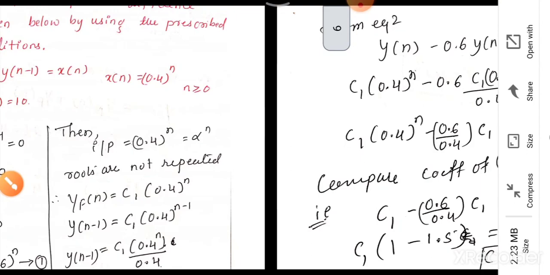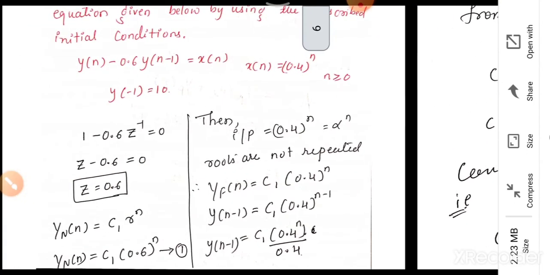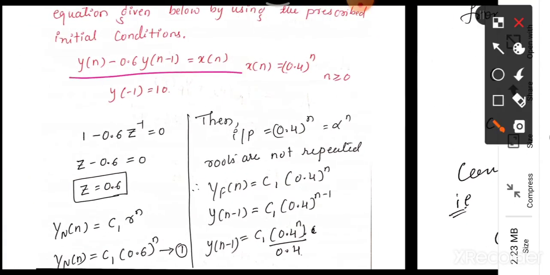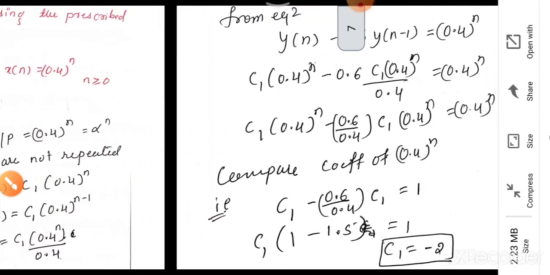And then from the main equation, that is y(n) minus 0.6 y(n minus 1) equal to x(n). So substitute these values, that is y(n) as this equation, y(n minus 1) as this equation, and compare the coefficients.